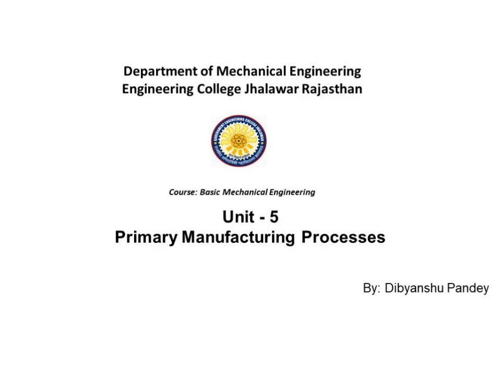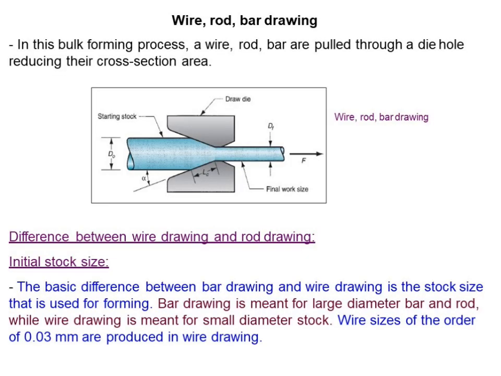I welcome you all to the next lecture of this Unit 5, primary manufacturing process. Till now we have covered the basics of manufacturing process, what the casting process is, and what the different kinds of forming processes are. So now we are going to cover the drawing process in this lecture.